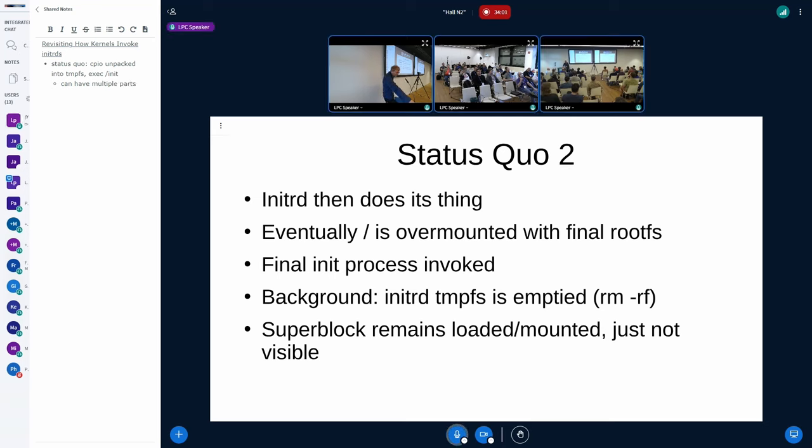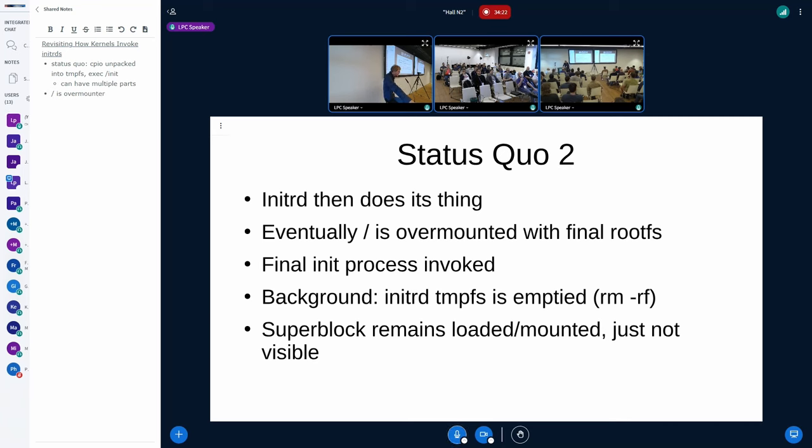The initrd, like the code that's in there, then does its thing. Eventually, the root, like the hash, is overmounted by the final root file system. This is actually relevant because it's overmounted. It's not replaced, it's overmounted. Then the final process, like the process of the actual system, is invoked.